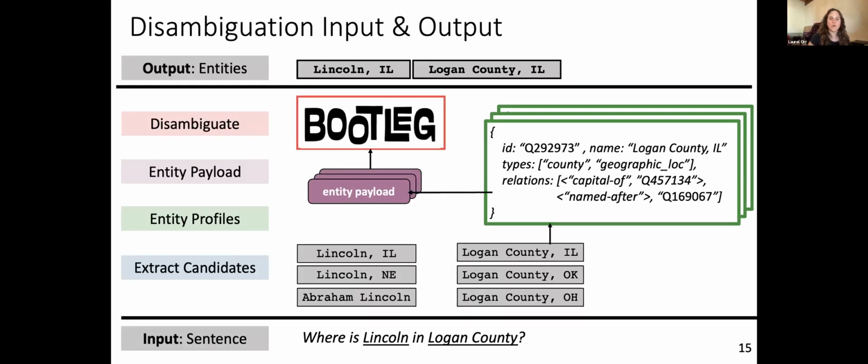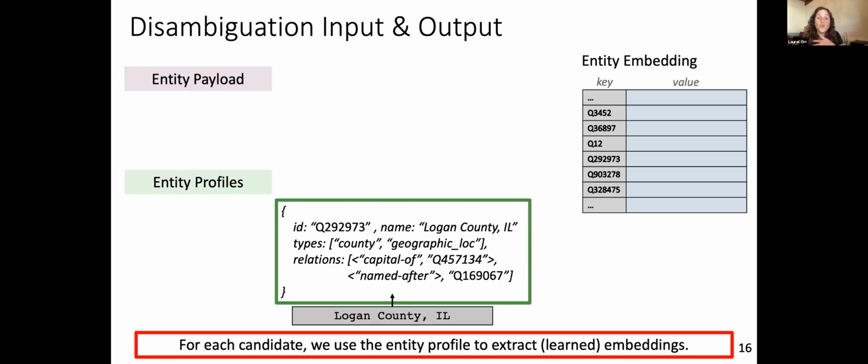Okay, so this is our overall input and output of the model. And I'm really going to just focus on this piece right here, looking at the entity payload, how our entities are formed, and then how our neural model uses those entities to perform disambiguation. So I'm just going to walk through what happens for a single entity candidate in our model. That's going to help understand how we do this disambiguation using types and relationships.